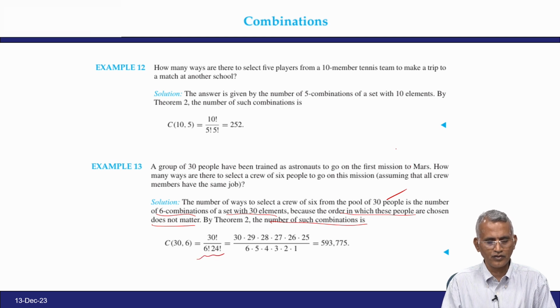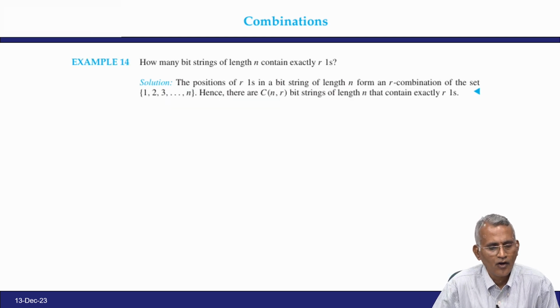So, by the theorem, the number of such combinations is 30C6 equal to 30 factorial by 6 factorial into 24 factorial, which is equal to 30 into 29 into 28 into 27 into 26 into 25 into 24 factorial, divided by 6 into 5 into 4 into 3 into 2 into 1 into 24 factorial. Cancelling the 24 factorial, the numerator is 30 into 29 into 28 into 27 into 26 into 25, over 6 into 5 into 4 into 3 into 2 into 1. So, the result is 593,775.